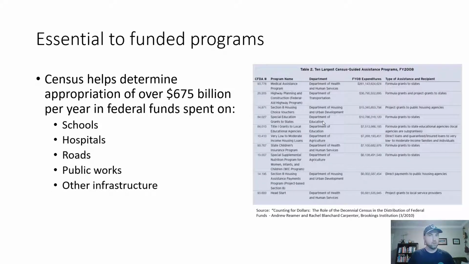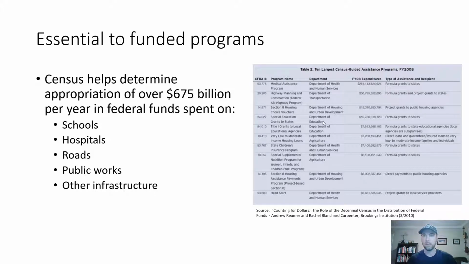Census data are essential to funded programs. The census helps determine appropriation of over $675 billion per year in federal funds spent on schools, hospitals, roads, public works, and other infrastructure like dams, freeways, electrical grids, things like that. Again, having an accurate count of how many people live in any given location is instrumental in determining who and what jurisdictions receive those valuable federal funds, right?